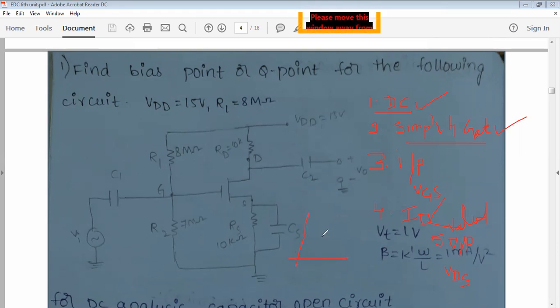Then finally you may require to draw the DC load line. Draw the DC load line. DC load line is output voltage versus output current. Right? Like that you have to identify the Q point on DC load line.